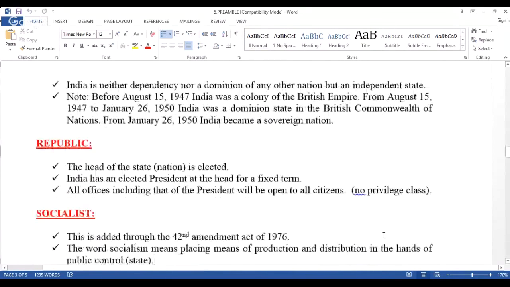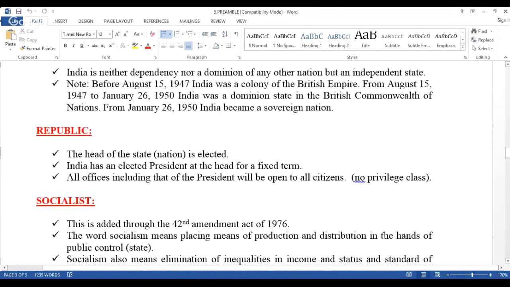Republic. I told you already what is the meaning of the republic. Head of the nation is elected, head of the state is elected, hence India is a republic. India has an elected president for a fixed term. All offices in the country, including the office of the President of India, will be open for all the citizens. There are no restrictions.